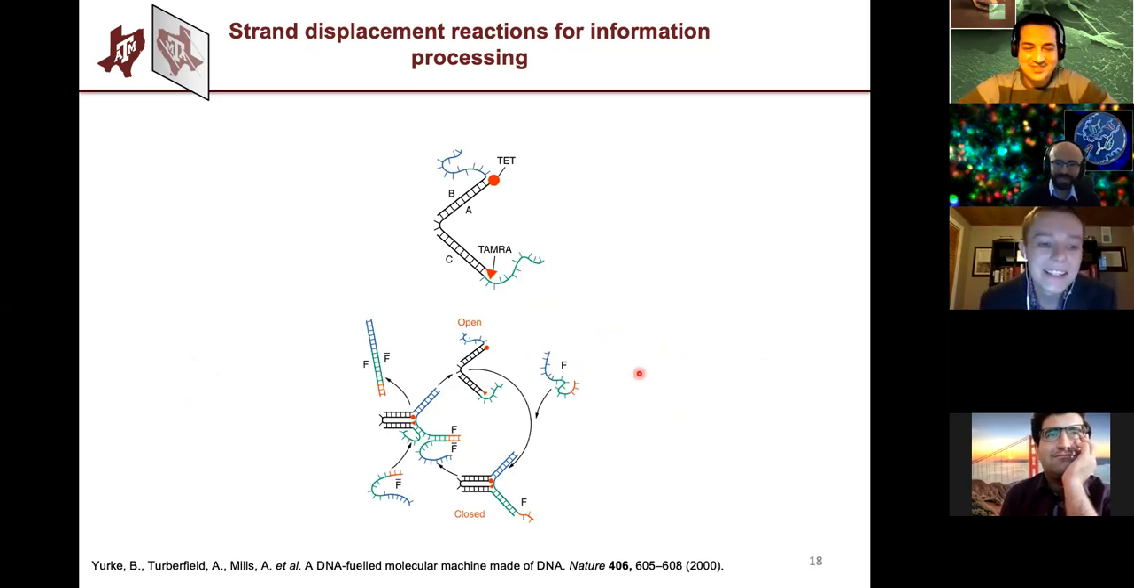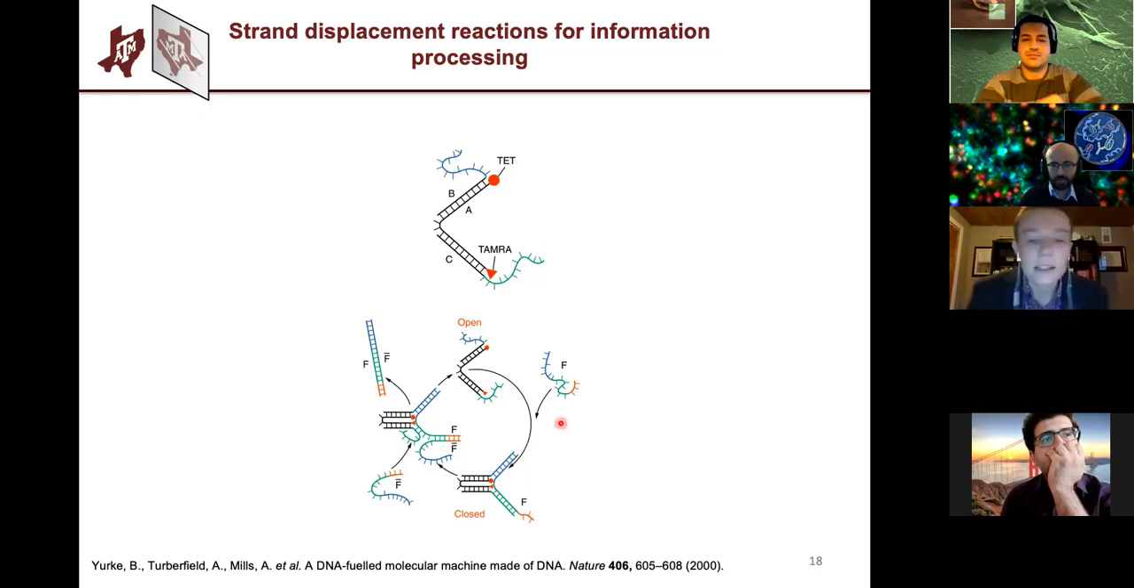Basically, this is just the original figure from Andrew Turberfield and Bernard Yurke's collaboration. And this was published in 2000 in Nature. And this was the first example of strand displacement reactions being used to make dynamic tools with oligonucleotides. In this case, they've made a tweezer, a molecular tweezer. And the readout of this was based on FRET between TET and TAMRA.